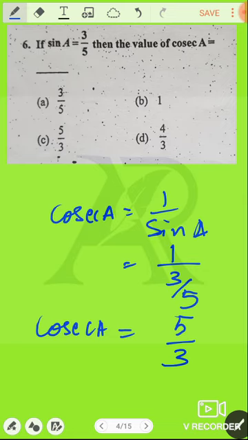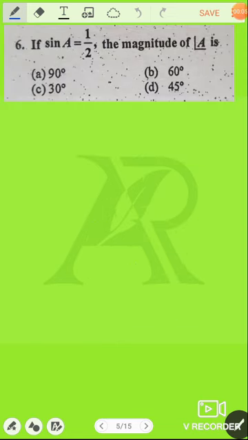Let us see the options. See option C, 5 by 3. 5 by 3 is the correct answer. Let us see the next question.